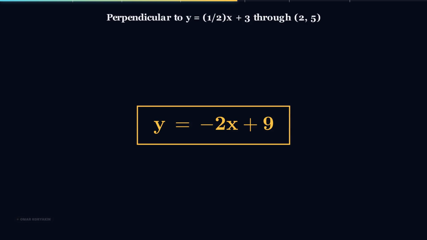Practice the negative reciprocal flip on a few different slope values until the move becomes automatic. Slope 2/3 becomes -3/2, slope -4 becomes +1/4, slope 1 becomes -1. The pattern is quick to internalize and is the foundational move for all perpendicular line work.